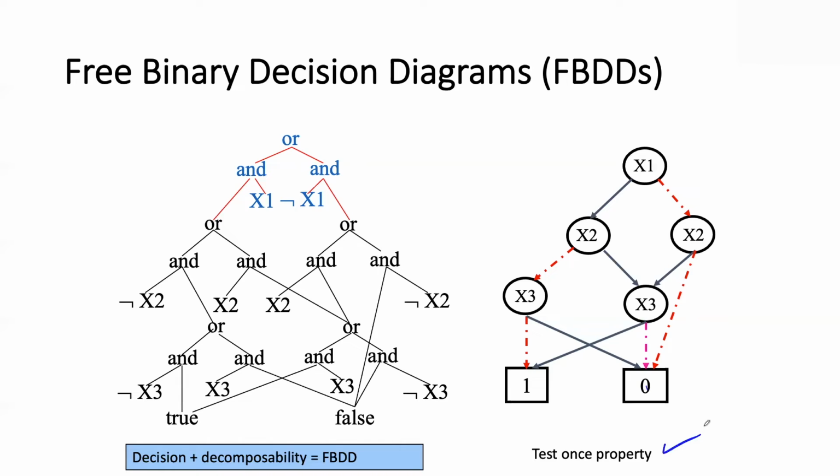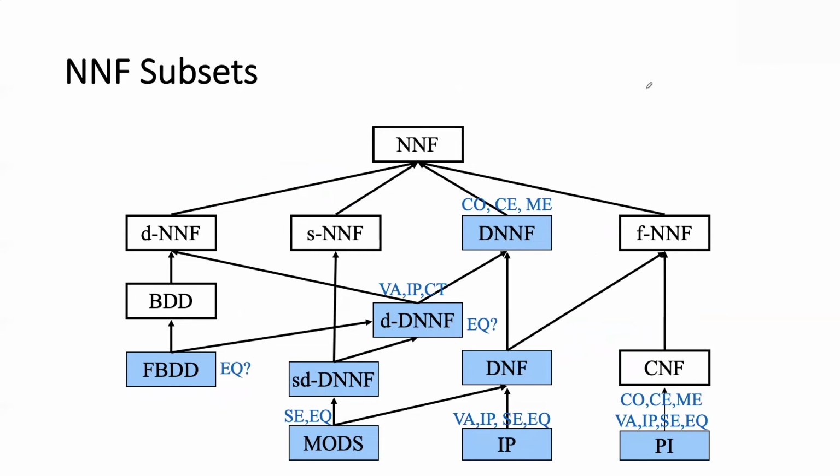And when you put the test one property on a decision graph, you get what people call FBDDs, free binary decision diagrams. That's a circuit type, FBDDs. So FBDDs are BDDs with the test one property. That's one way to look at it. Or BDDs with decomposability, the same thing. And guess what happens? Well, let's build this up.